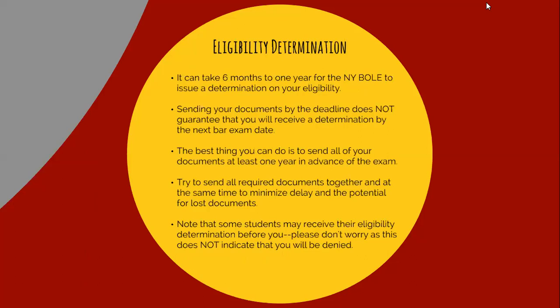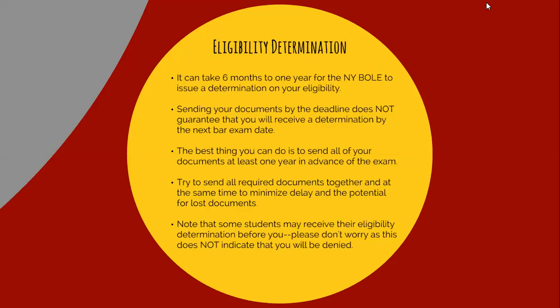So the New York Bar advises that it could take between 6 months to a year for their eligibility determination. It doesn't always take that long, but it could also take longer. So we recommend that you send your documents really as soon as you have them. Unfortunately, even if you send everything by the deadline of October 1st, it does not guarantee that you'll receive a determination by the time the exam date opens. So even if you send everything October 1st, it could be that you don't have a result from New York in May or June, and you won't be able to sit for the July exam.